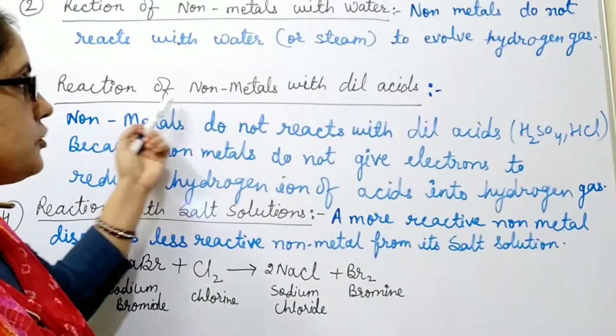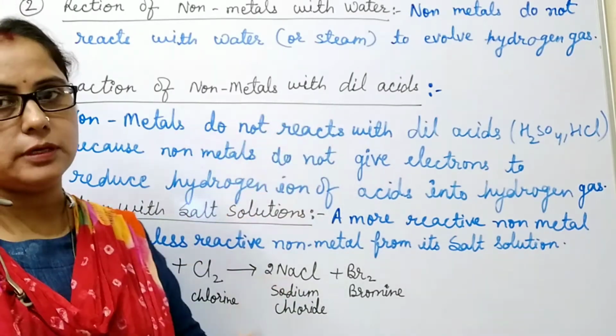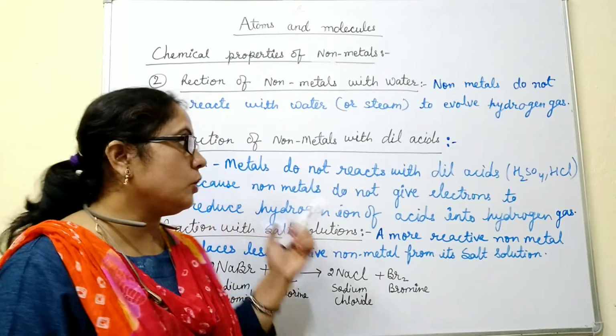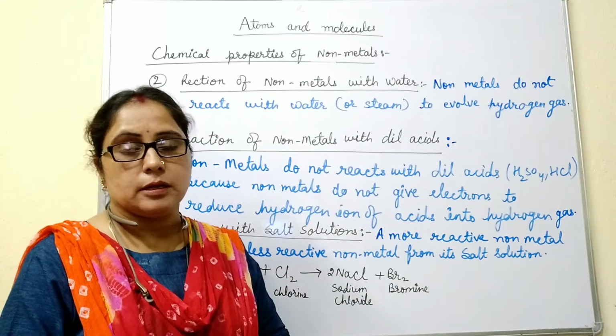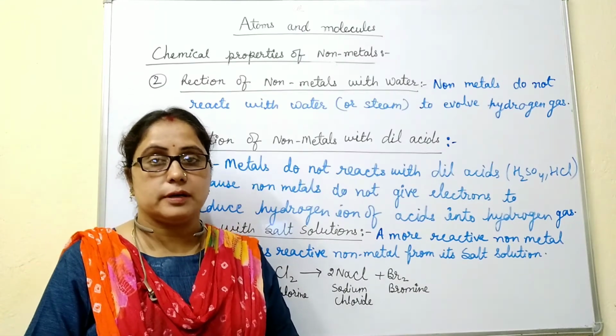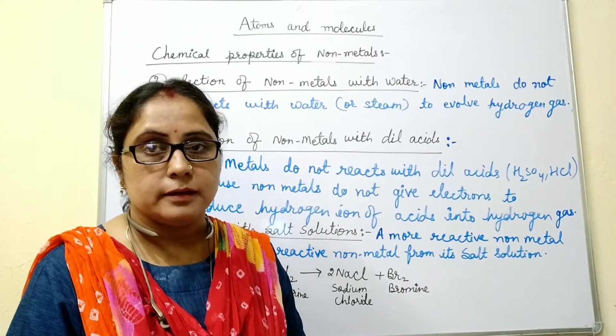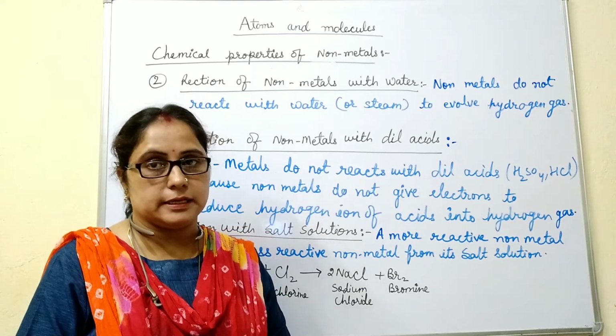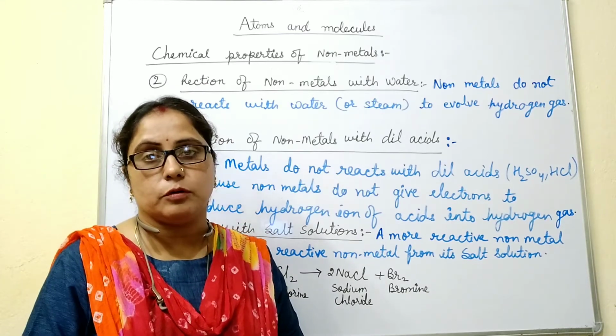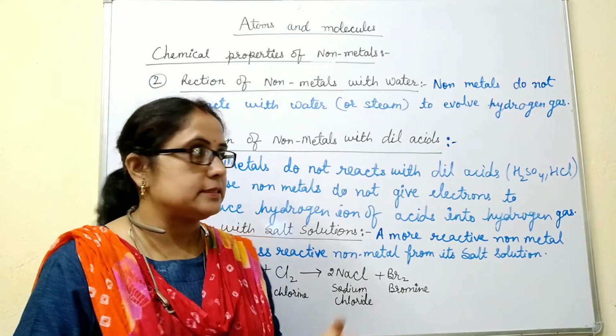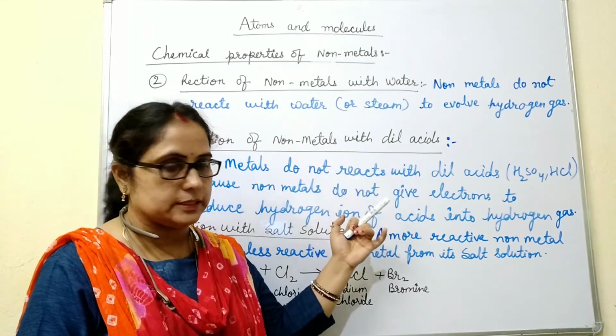Next is reaction of nonmetals with dilute acids. Nonmetals do not react with dilute acid because nonmetals do not release electrons, so the hydrogen ion of an acid is not reduced to hydrogen gas, and hence they do not react with dilute acids.